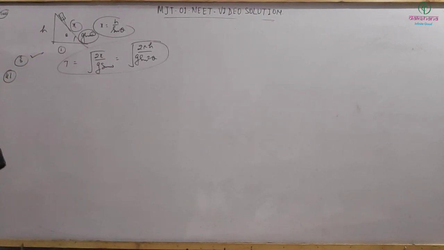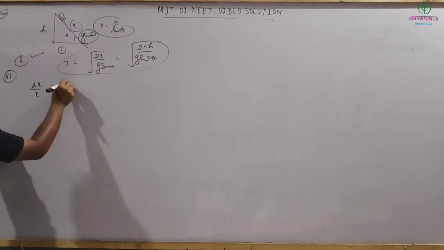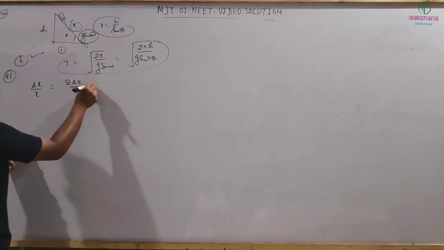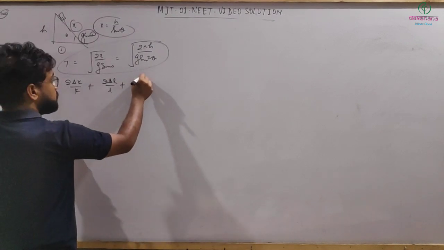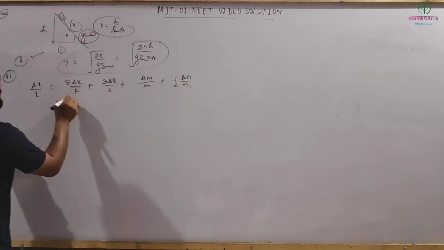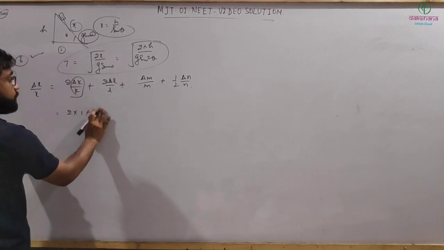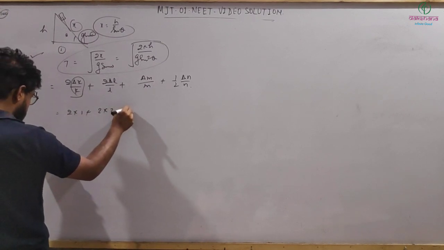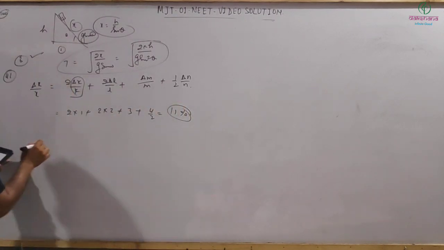Question number 41. Physical quantity x is given by this expression, and the percentage error in the measurement is given. Okay, this can be solved by taking the log and differentiating. Delta x by x is equal to 2 times delta k by k plus 2 times delta l by l plus delta m by m plus half times delta n by n. Everything is given. In percentage, this is 2 into 1 plus 2 into 2 plus 3 plus 4 by 2. Solving, it comes out to be 11%. That is the answer, matching with option number 4.